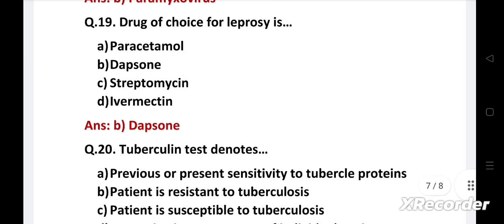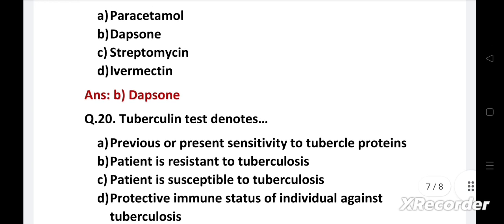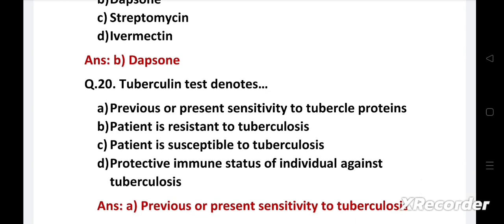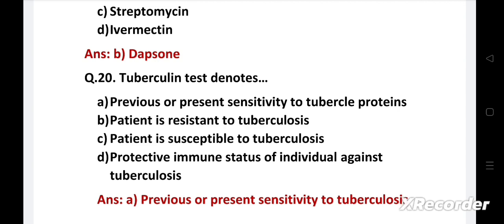Next question. Tuberculin test denotes option A, previous or present sensitivity to tubercle proteins. B, patient is resistant to tuberculosis. C, patient is susceptible to tuberculosis. D, protective immune status of individual against tuberculosis. Right answer is option A, previous or present sensitivity to tubercle proteins. Tuberculin test, or purified protein derivative skin test, is a test that determines if you suffer from tuberculosis. Tuberculosis is a serious infection, usually of the lungs, caused by the bacteria Mycobacterium tuberculosis.